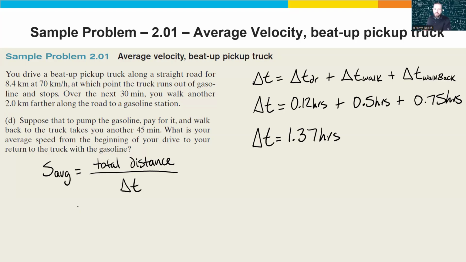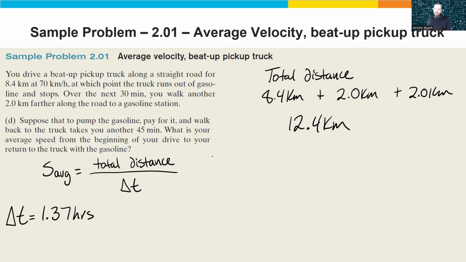So our average speed is total distance divided by time. We've already calculated that it took us 0.62 hours to get to the gas station, to drive and walk. And then 45 minutes is 0.75 hours. So we're going to add all three of those together, and we get 1.37 hours for our total time that it took us to start driving, to walk to the gas station, and to walk back to the truck. So it's 1.37 hours to do that.